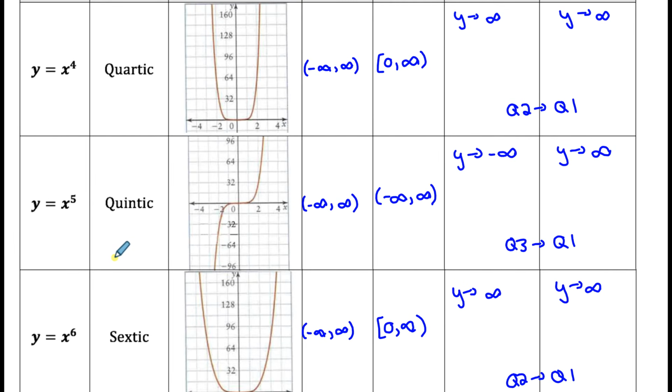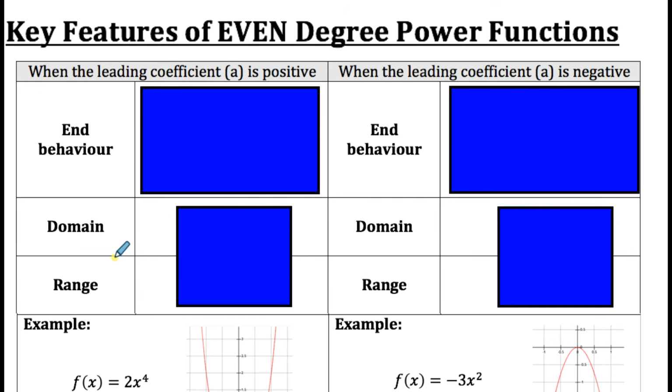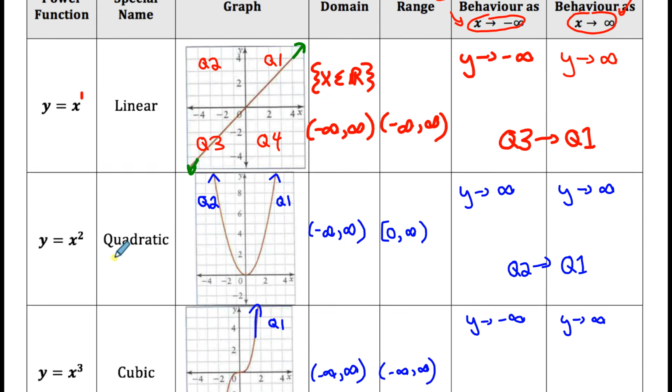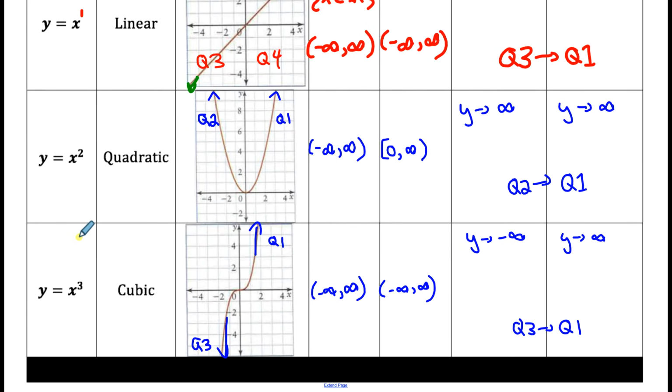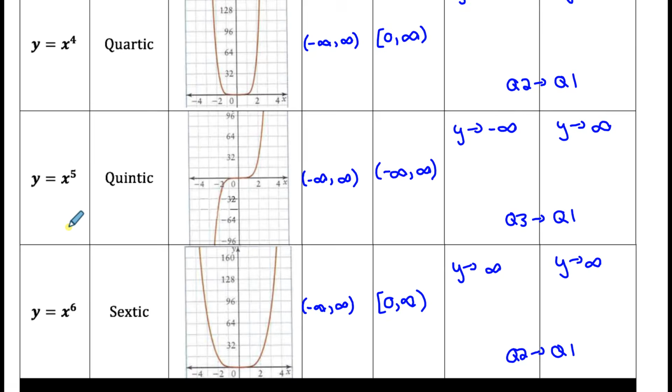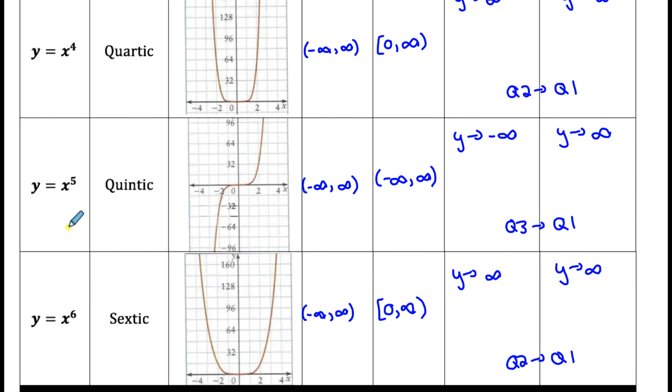Okay, there's the answers for the next 3 power functions. Now let's summarize the patterns you should have come up with here. So let's look specifically at all the even degree power functions. Look back at our table. So I'm talking about the degree 2, the degree 4, and the degree 6. They all had the exact same properties.